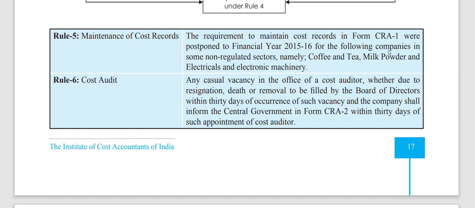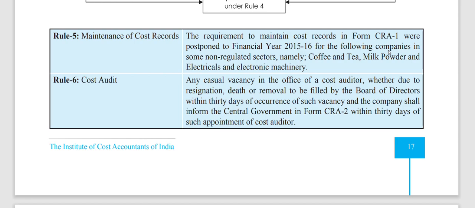So then we'll go to rule 5, maintenance of cost records. Summary: the requirement to maintain cost records in Form CRA1 was postponed to financial year 2015-16 for the following companies in some non-regulated sectors, namely coffee, tea, milk powder, and electricals and electric machinery. See, we are in 2024, so now it is applicable.